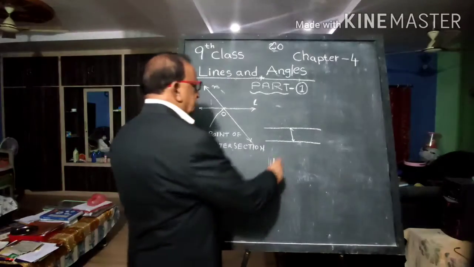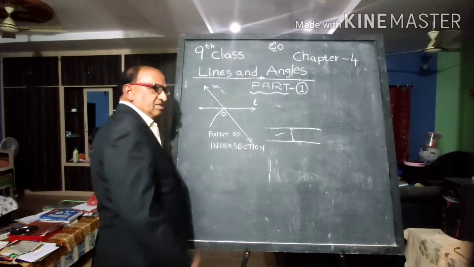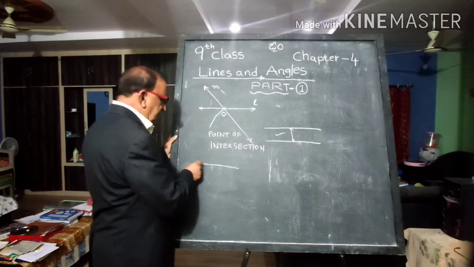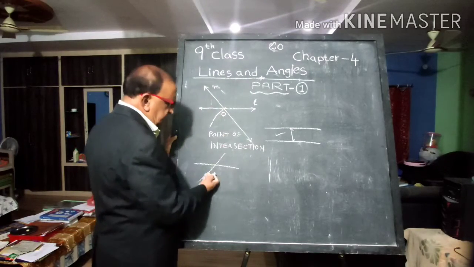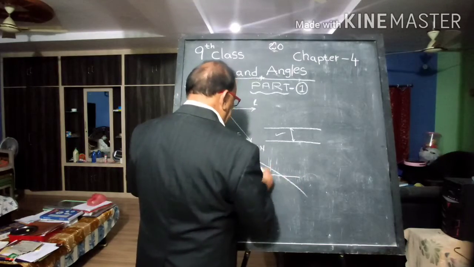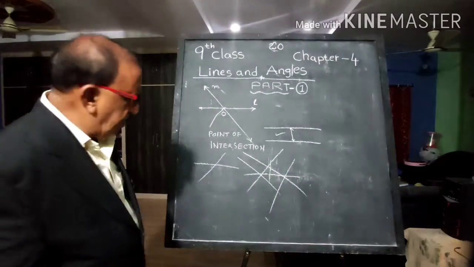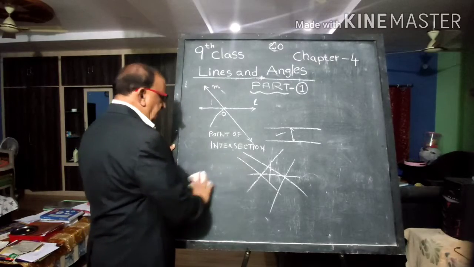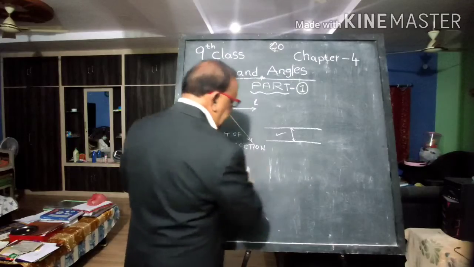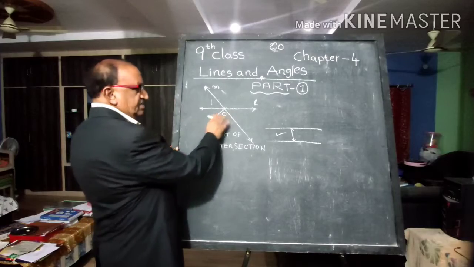Now, it's important that you know a little more about intersecting lines. When two lines intersect, they may intersect in any way you like. I can draw it like this, like this, like this. In any way you can draw, but the lines have to intersect and there must be a common point of intersection.